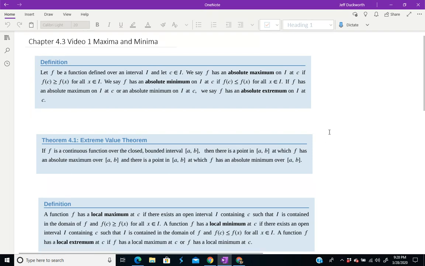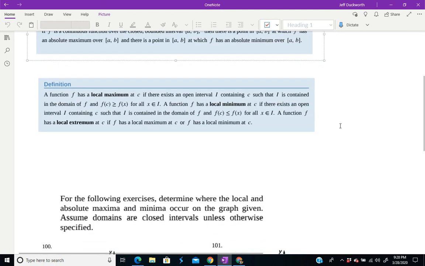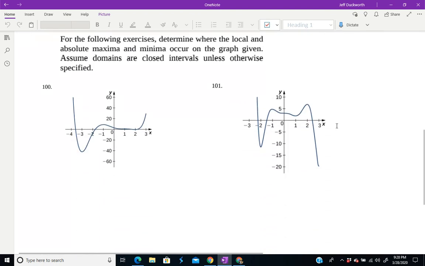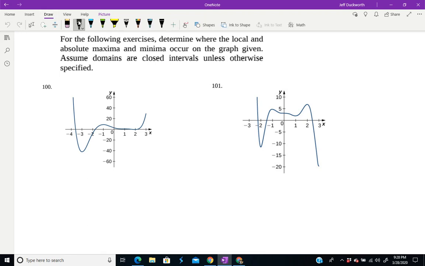All right, so I'm going to scroll down and take a look at a couple problems from your book. These problems are from 4.3. They are on page 376. Let's take a look at number 100.